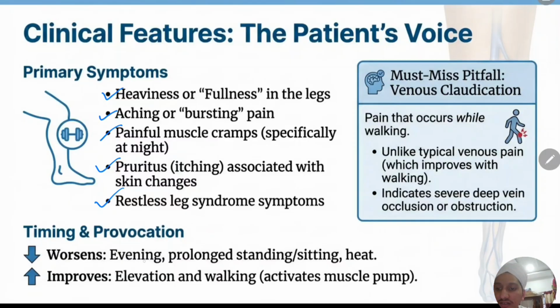So timing and provocation: what worsens this? In the morning the patient will have fewer symptoms. Towards evening the patient will have more symptoms.